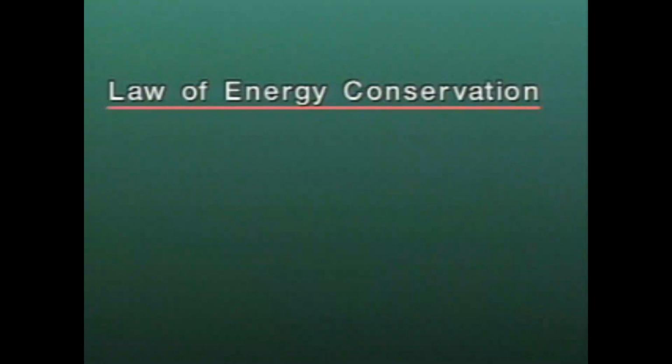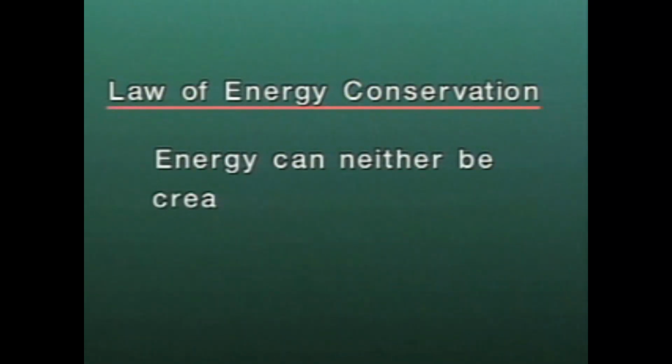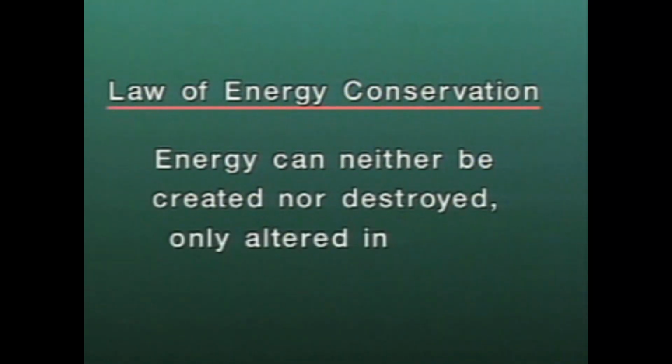The concepts we've been talking about deal with energy and energy transfer. There's a natural law relating to energy that is very important to the operation of a refrigeration system. It's called the law of energy conservation. This law states that energy can neither be created nor destroyed, only altered in form. Basically, this means that if heat is transferred out of something, it has to go somewhere.